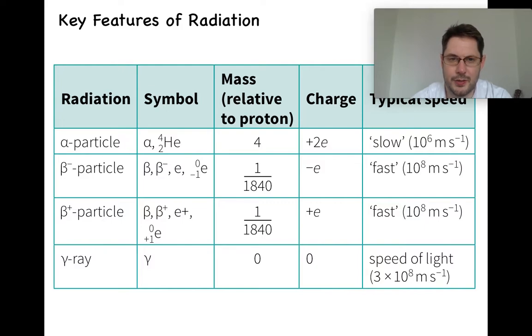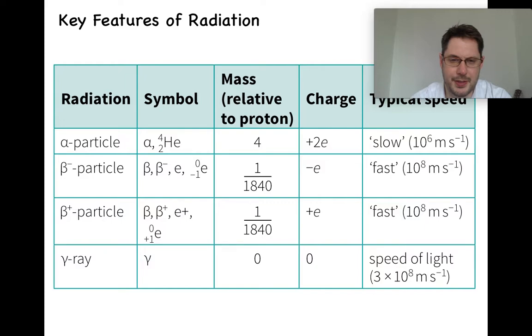We know that the relative mass of an electron to a proton is 1/1840. So it's 1840 times smaller or less massive than a proton. And the charge is -e. And we can see that they move fast, at close to the speed of light.